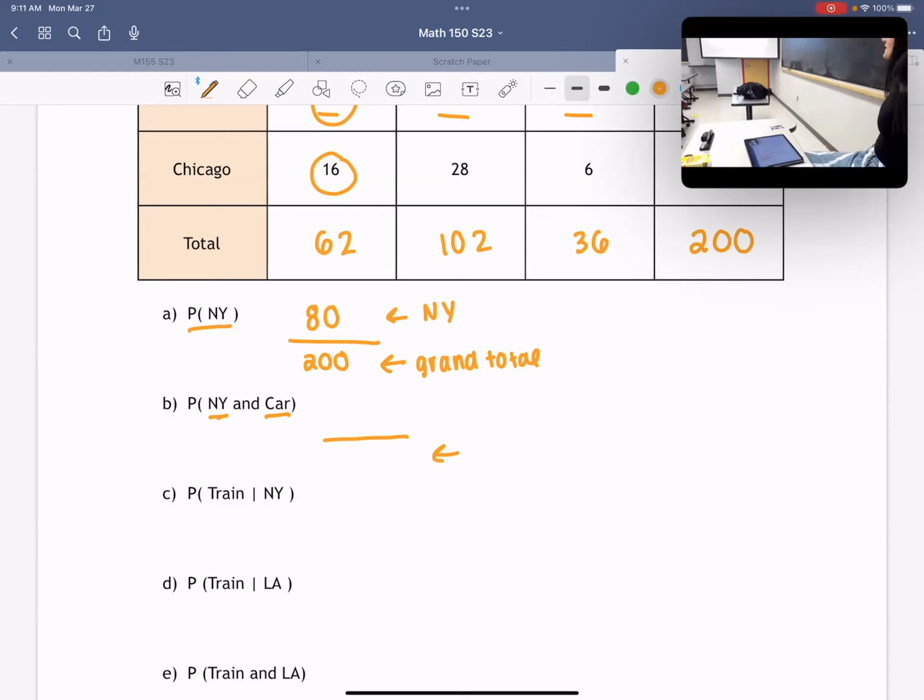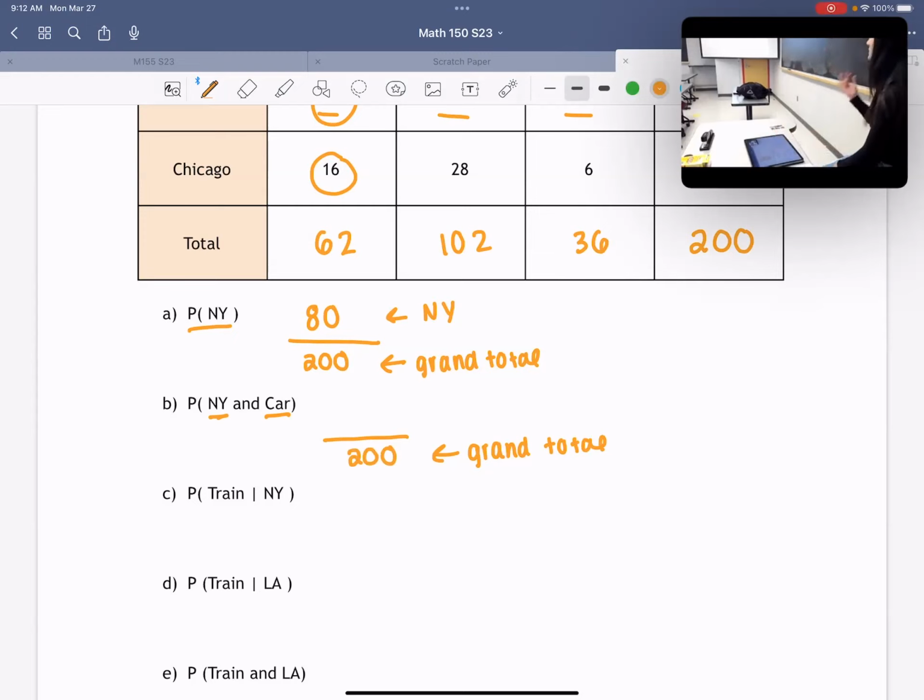Well, this question is just asking the probability that I select one person and they're both from New York and they drive a car. If I were to do an experiment and figure this out, I would have to take everyone in the whole sample, round up the entire total of 200 people, to select that person. So what do you think is going to be on the bottom? 200, right? The grand total still stays on the bottom. So 200 is still on the bottom here.